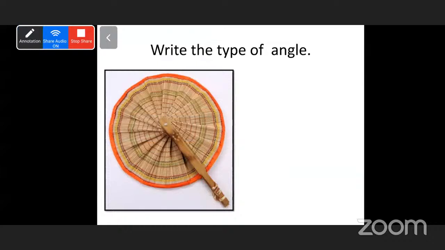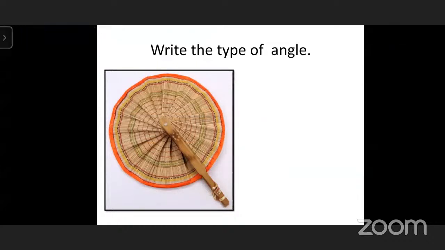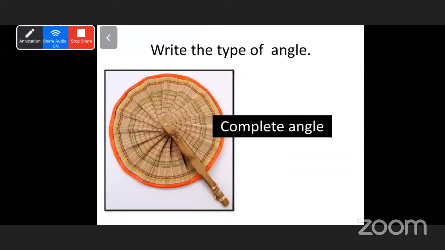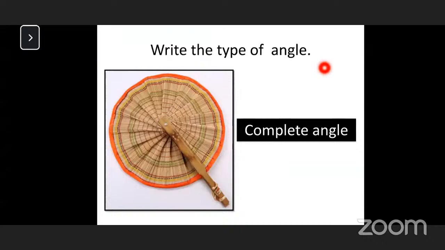Okay. The last question of the session. What is the angle made by this hand fan? Complete angle. Very nice. It's a complete angle. I hope the types of angle is clear to all of you.